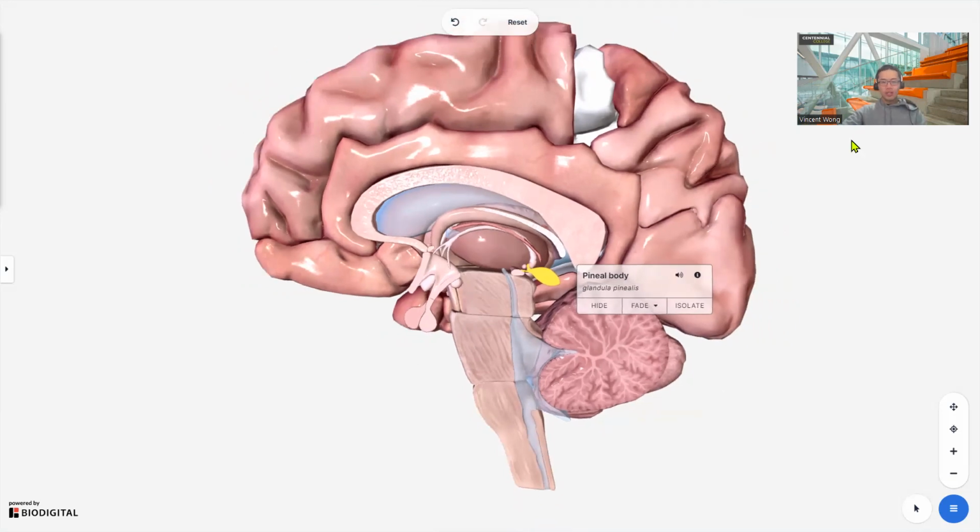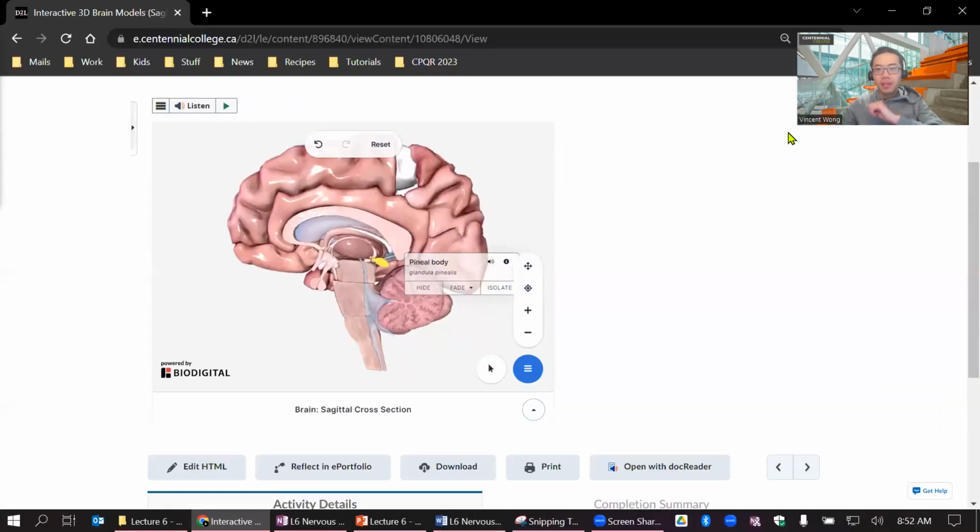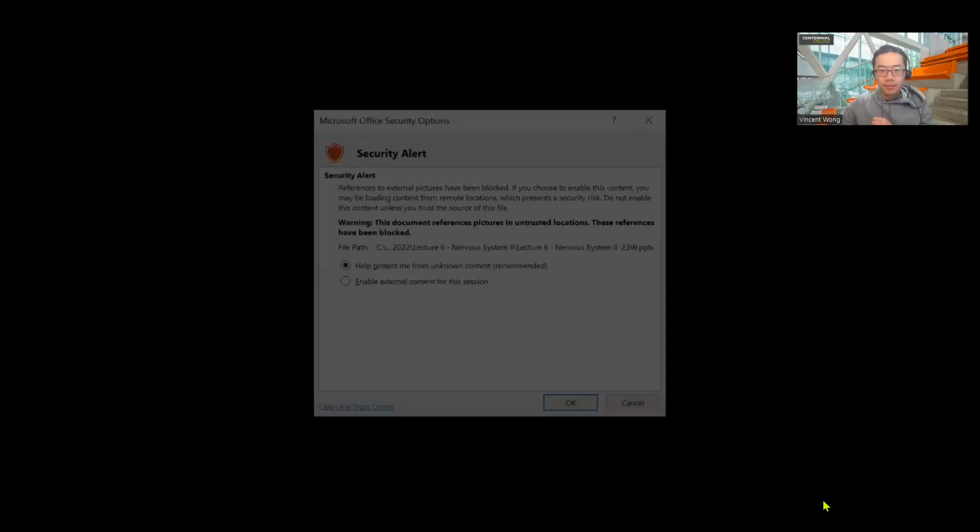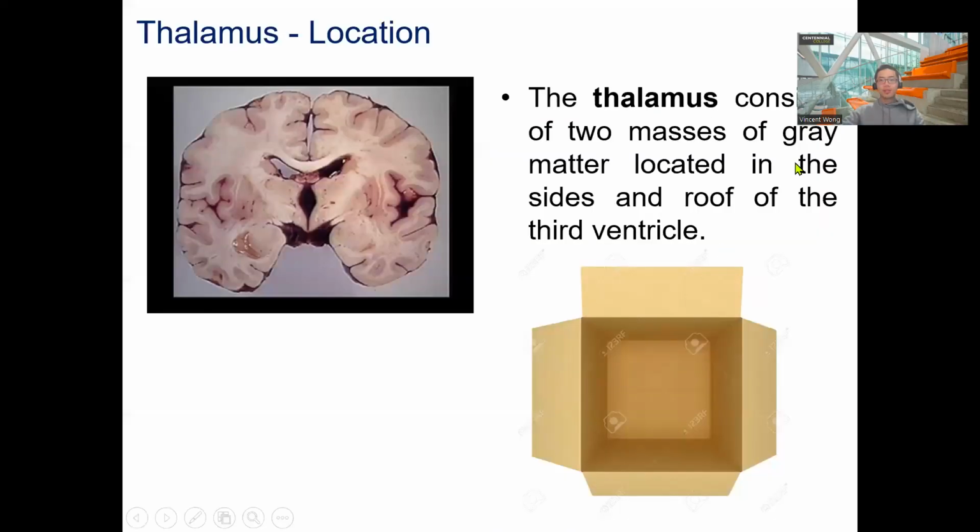Any questions about any of these structures? Anything you want me to elaborate? Otherwise, I'm just going to go on with the PowerPoint. Everybody happy? Okay, that is that. So back to the good old PowerPoint slides.